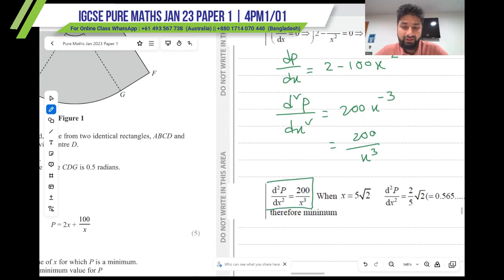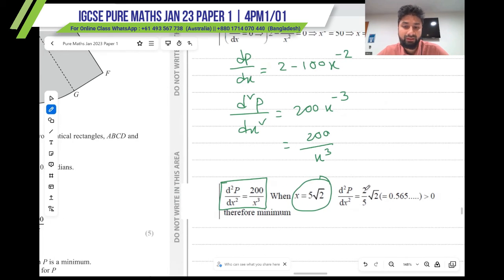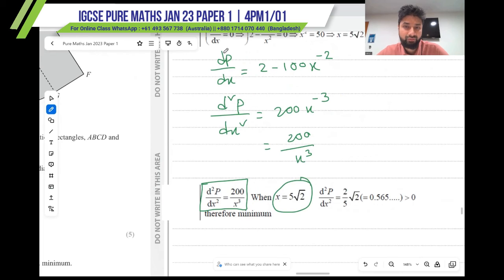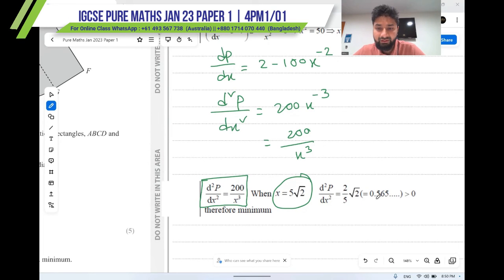So after getting the value of the double differentiated result, we have to substitute the value of x. So when x equals 5 square root of 2, we finally find the result. As the result over here, you can see the result is positive, which is greater than 0. So we can say it is a minimum value.